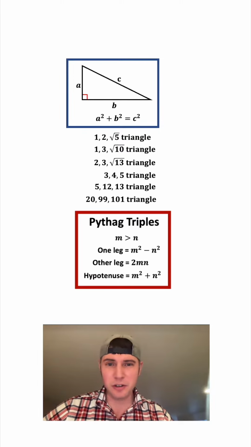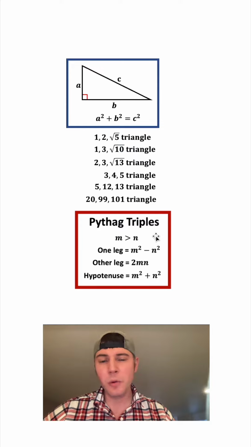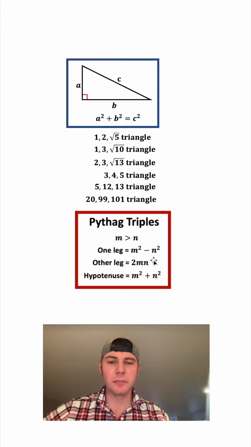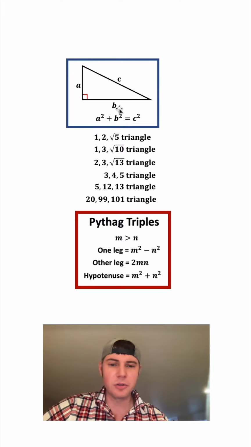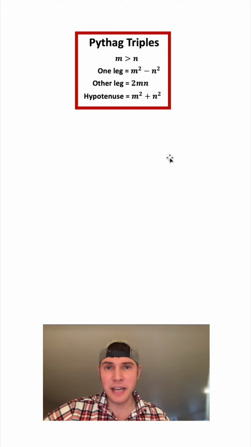Every single Pythagorean triple follows this pattern. If you choose two integers m and n, where m is bigger than n, one of the shorter sides of the triangle is going to be m squared minus n squared. The other leg will be 2 times m times n, and the hypotenuse will be m squared plus n squared. You can choose any integers for m and n that you want.